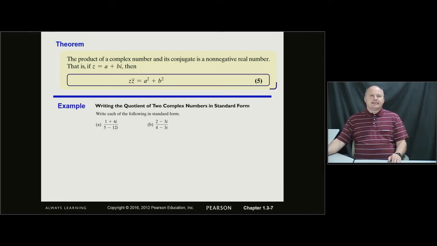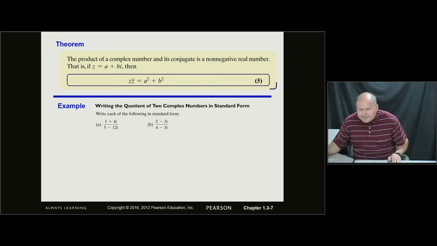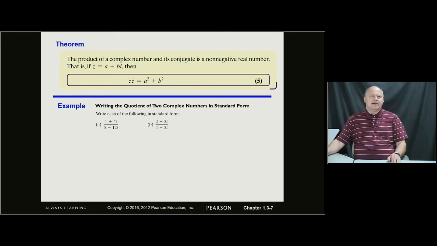All right, so let's look at an example here. Okay, now this is when we are dividing. Now notice this is division. Now it says write each of the following in standard form. So this is dividing a complex number by a complex number. So we have 1 plus 4i divided by 5 minus 12i. So now you're dividing two complex numbers. Now it's very tempting to divide the 1 by the 5 and the 4i divided by the negative 12i. Now if it was that simple, we probably wouldn't even be discussing this, okay? But a lot of people don't know what to do with it.